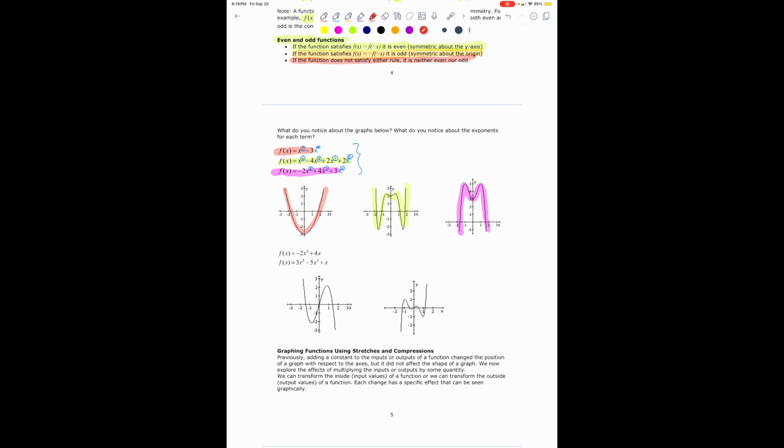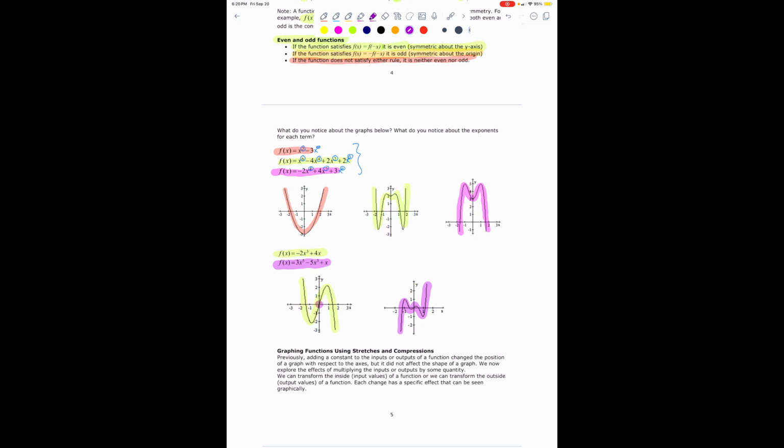Now, in the second set of examples, the first function here is represented with this graph, and the second function is represented with this graph right here. You notice that the first graph is symmetrical about the origin, because if you reflect it across the x-axis and then the y-axis, or the y-axis and the x-axis, you're going to obtain the same original graph. Same with the second graph right here.